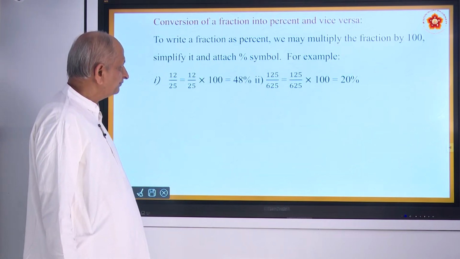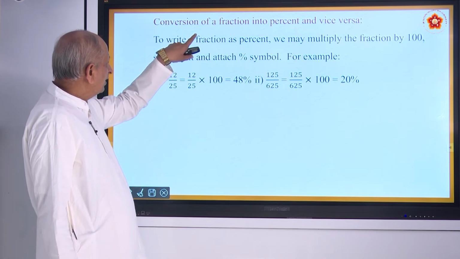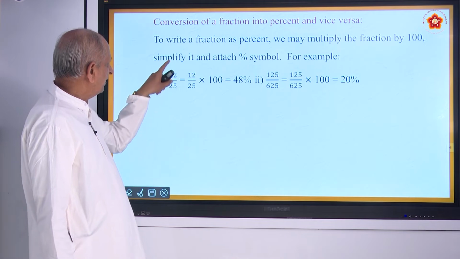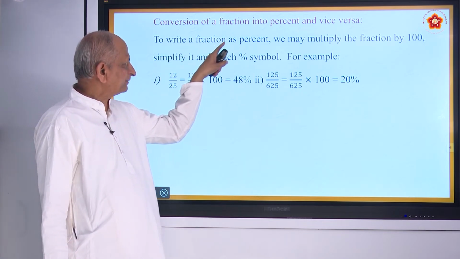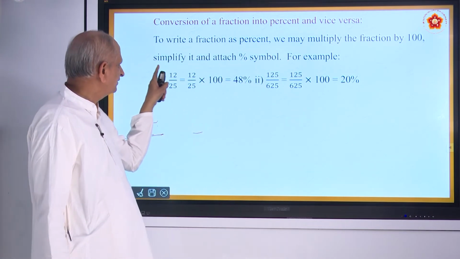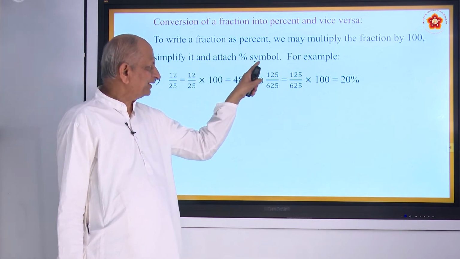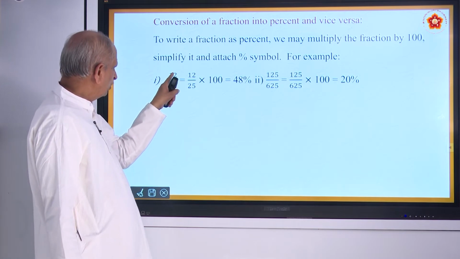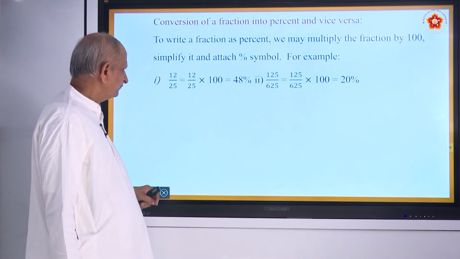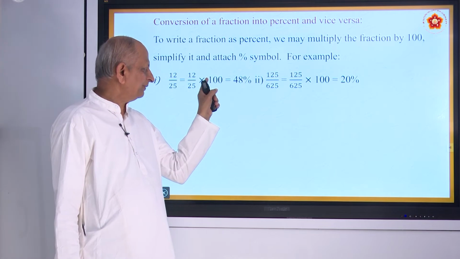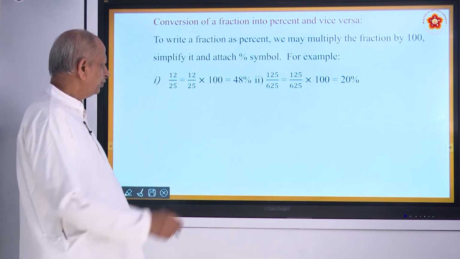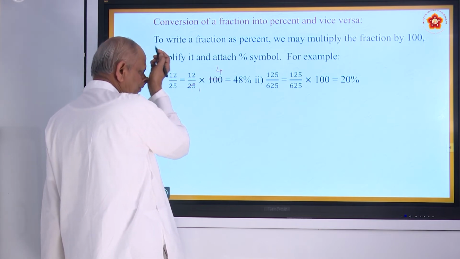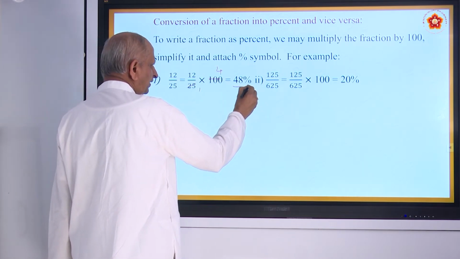Now coming to the conversion of a fraction into percent and vice versa. For example, to write a fraction as percent, we multiply the fraction by 100, simplify it, and attach the percentage symbol. So here 12 by 25 is the fraction given. And how to make it a percentage? You have to multiply by 100. So here 25 ones are 25, 25 fours are 100. So 12 into 4 becomes 48%. That is the answer.